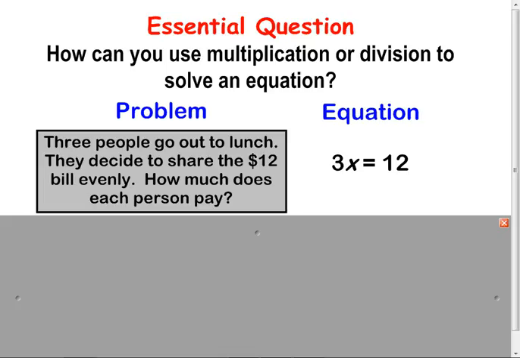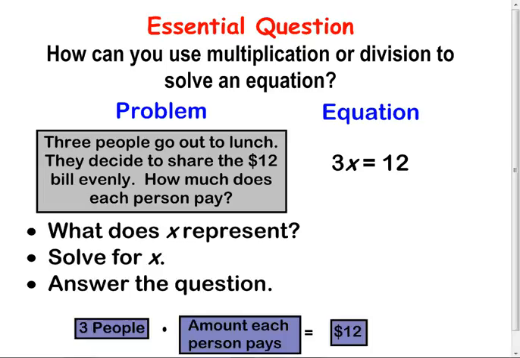This is real life. You're going to go out to dinner or lunch with somebody, and you're going to split the bill. So you better know what you're doing. How much do you each pay? Right? What's the answer? Yes, you do. 4. 3 times 4 is 12, right?